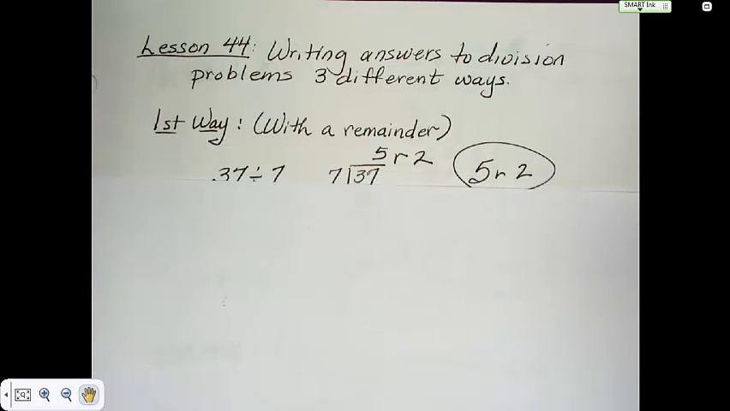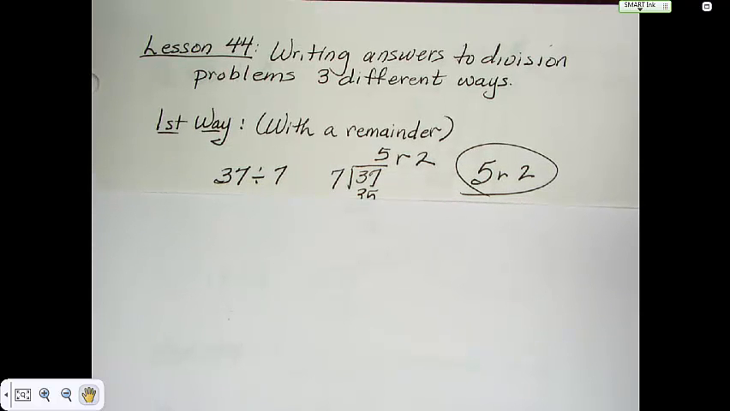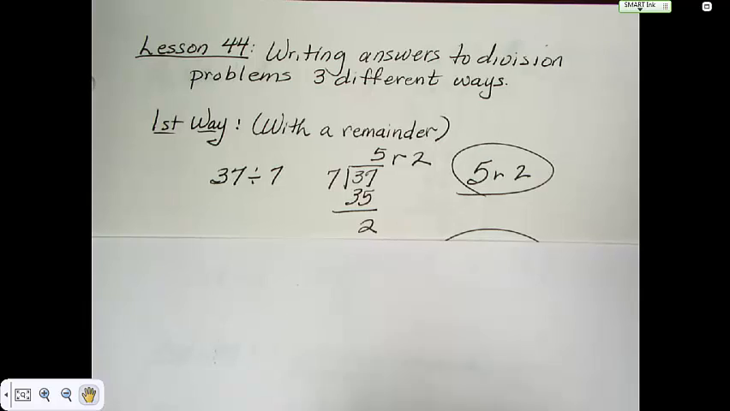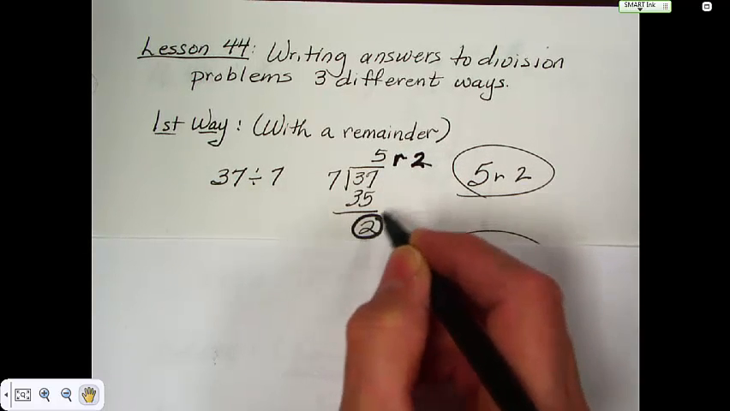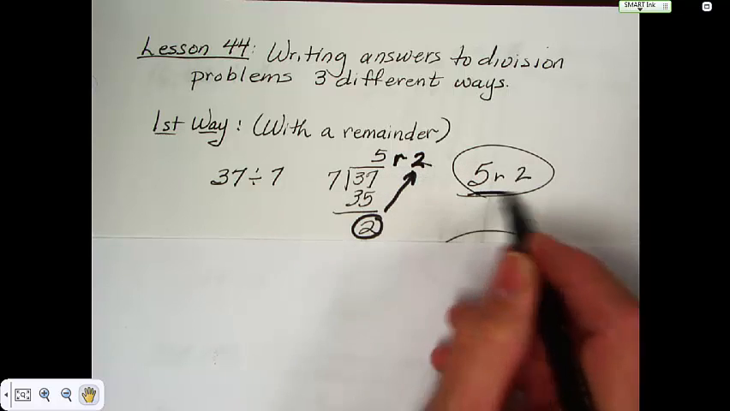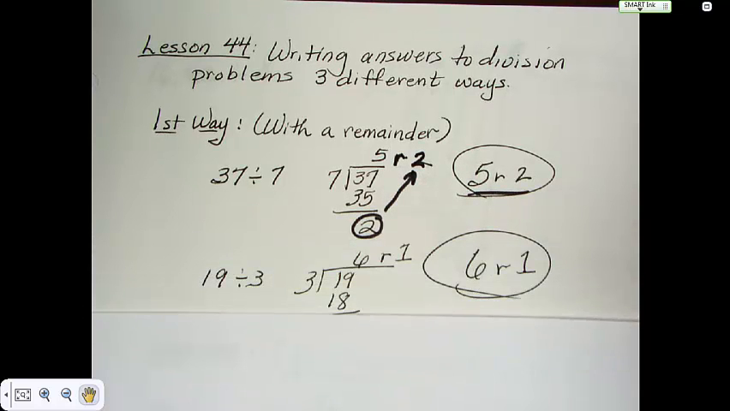Okay, so if I were to divide 37 by 7, 37 is divisible by 7 at least 5 times. 5 times 7 is 35. You have 2 remainder. If you don't go into any decimals or anything, you're just going to write it as remainder 2. That's this number going up there. That's the first way.